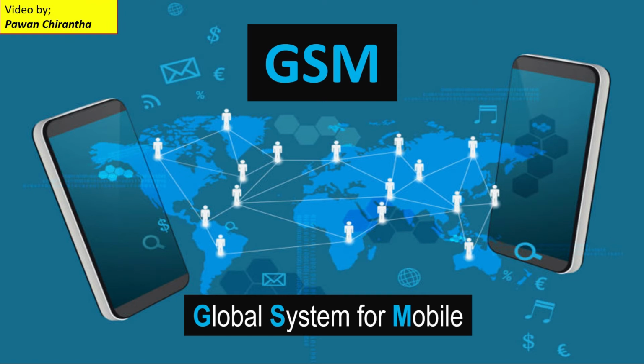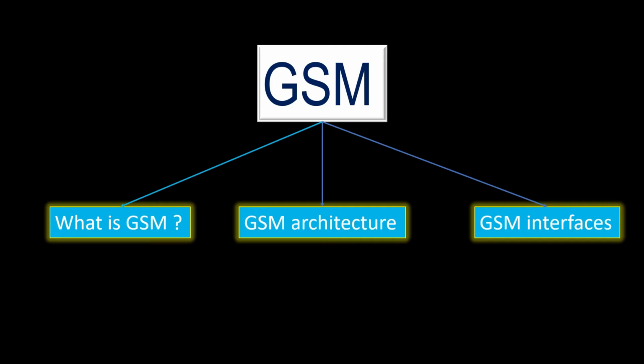Here we go for Global System for Mobile. In this learning aid, I have three main categories to describe GSM. They are: what is GSM, GSM architecture, and GSM interfaces. First of all, we will find out what is GSM.